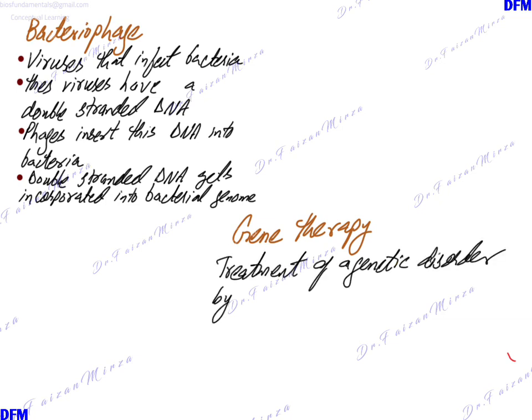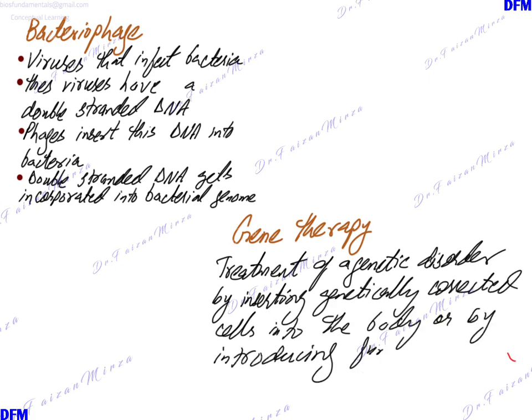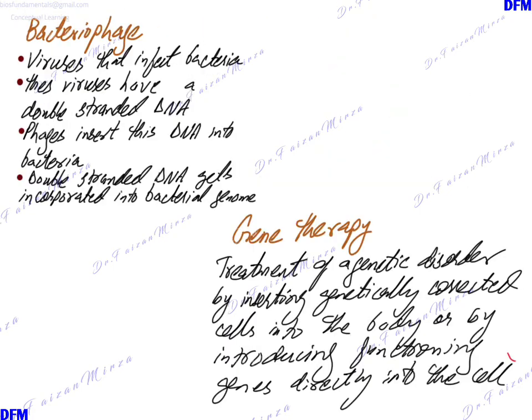What is gene therapy? Gene therapy is the treatment of a genetic disorder by inserting genetically corrected cells into the body or by introducing functioning genes directly into the cell. So that pretty much sums up all the working definitions for this particular chapter.